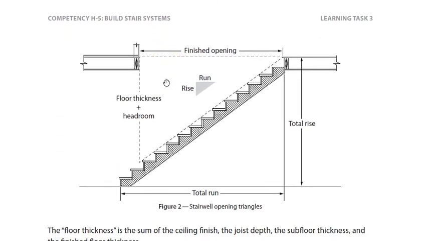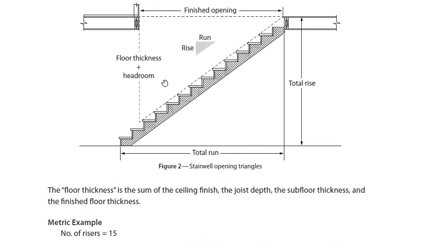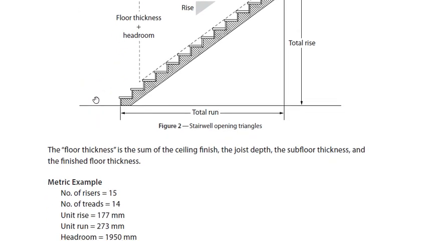And there again is our visual. So the floor thickness says here, the sum of the ceiling finish, most typically will be a 1/2 inch drywall. The joist depth could be a 2x10, 2x12, could be an I joist. It depends on what's specified in your specific problem. The subfloor thickness, so we're talking about the sheathing on top of that framing. Typically 5/8 tongue and groove, depending on what you're using again though, could be 3/4, could be 1 inch.